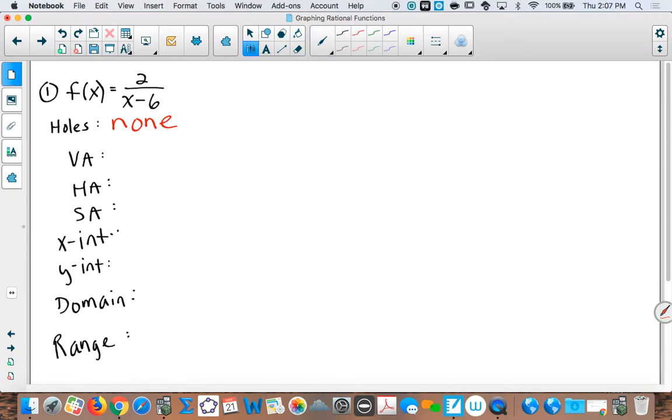Okay. Vertical asymptote. Raise your hand if you can give us the vertical asymptote here. Paul? Yeah. Remember, your vertical asymptote comes from your excluded value. Our denominator, x cannot be 6, which means your vertical asymptote is x equals 6.